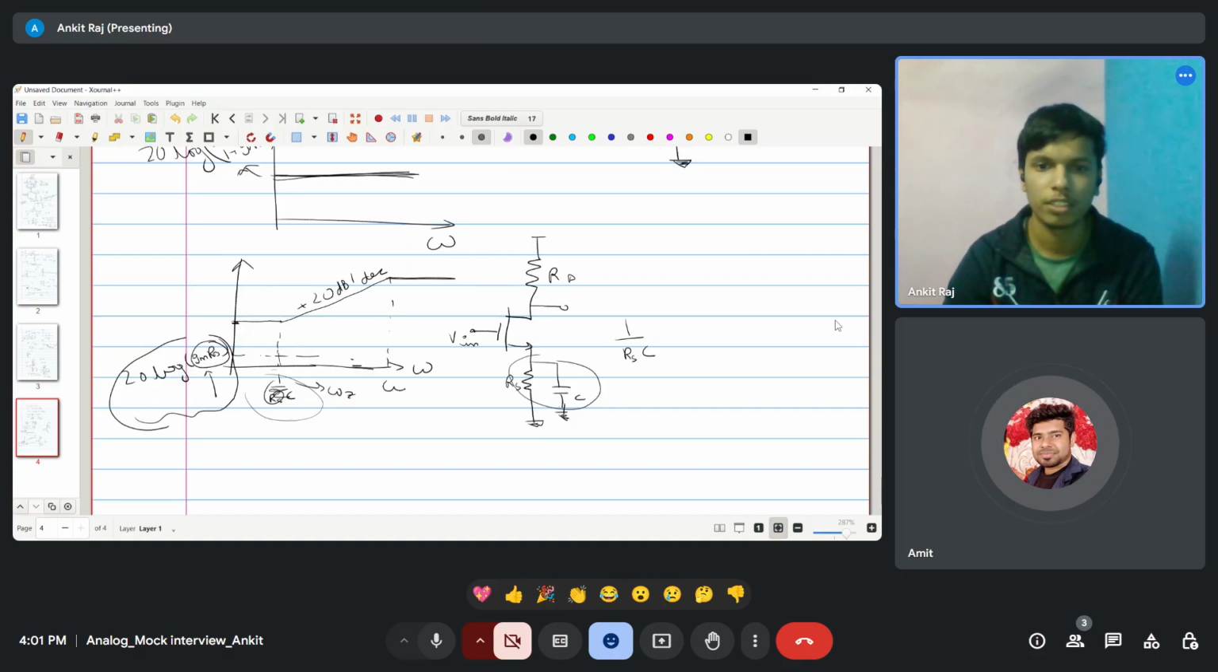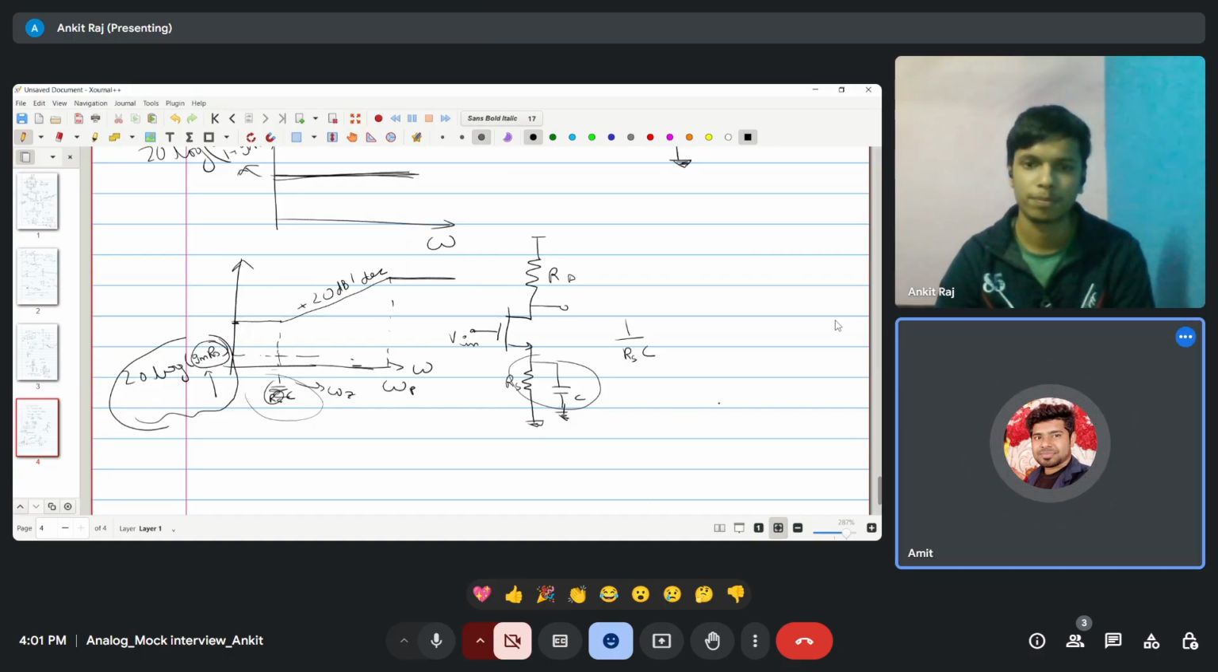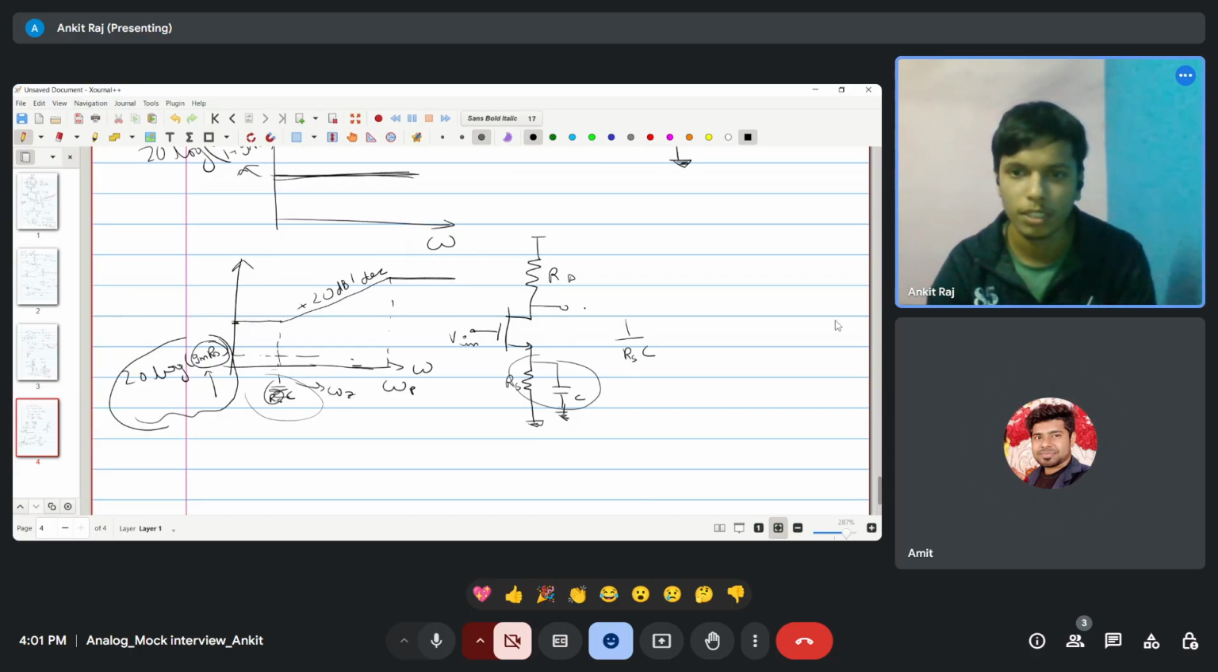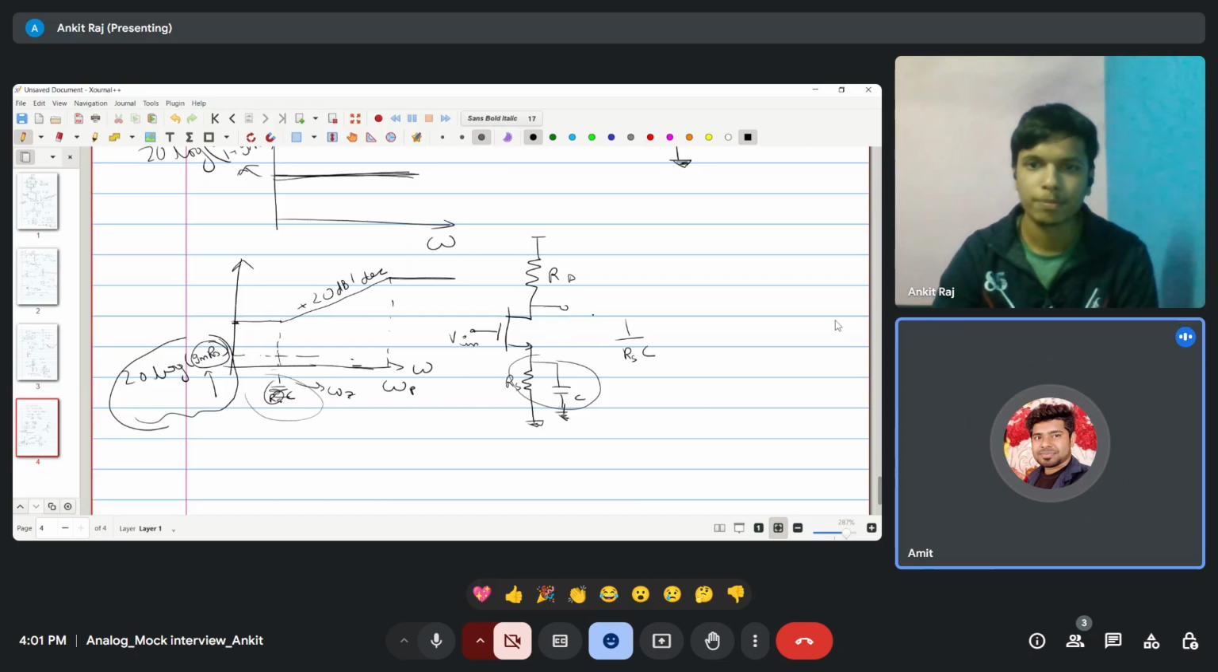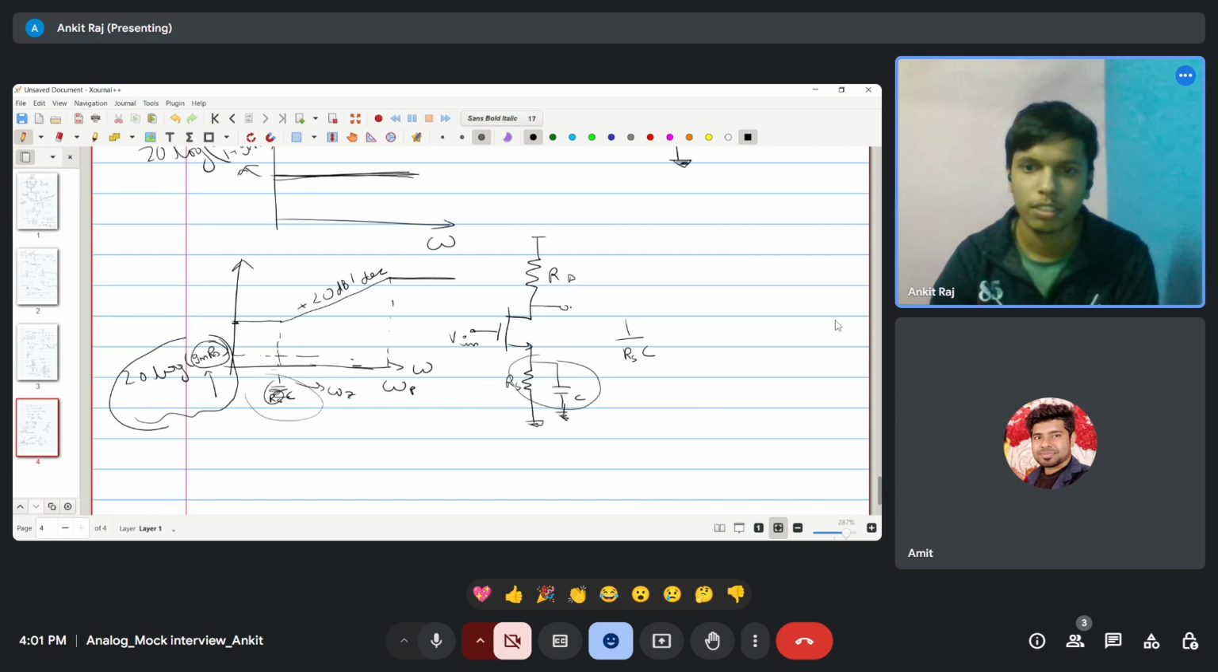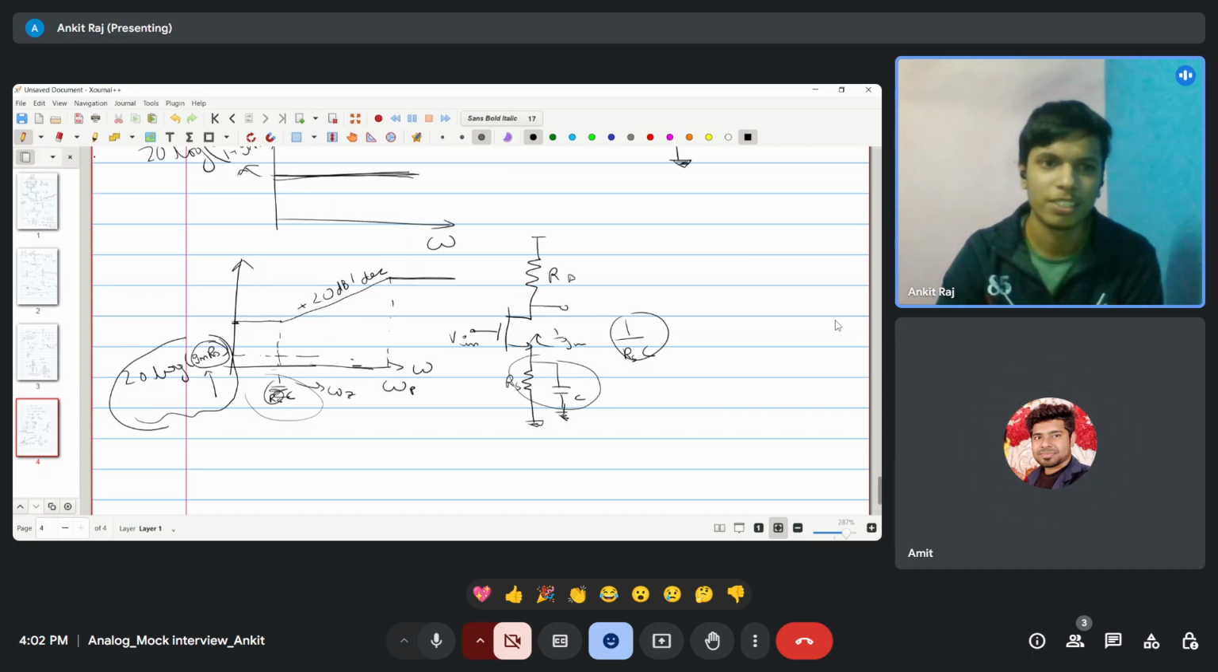Now try to find the pole and zero location, and that will conclude our interview. You can do anything, like KCL, KVL, intuition. The pole location will be this, and for the zero, here it will be 1 by gm times the resistance seen from here. The pole will not be this.